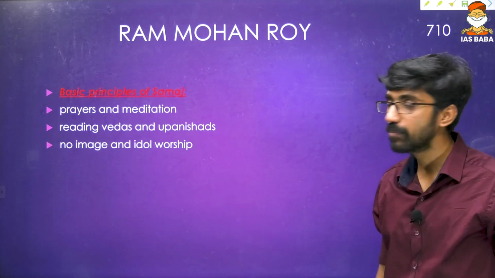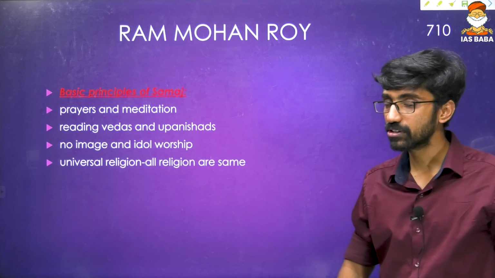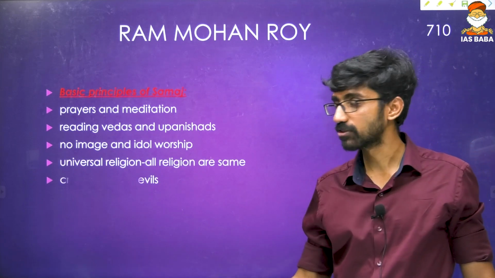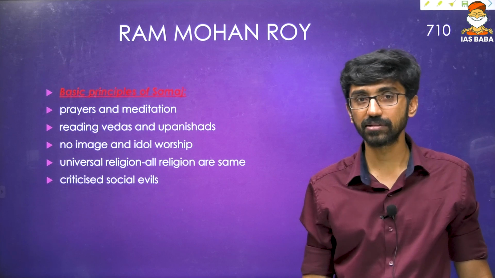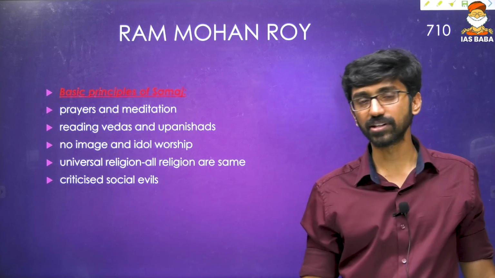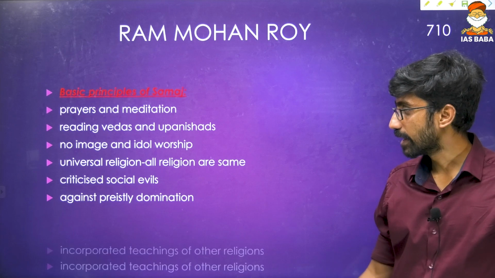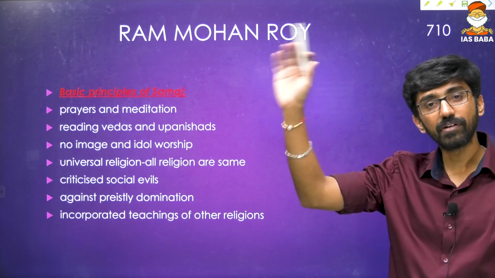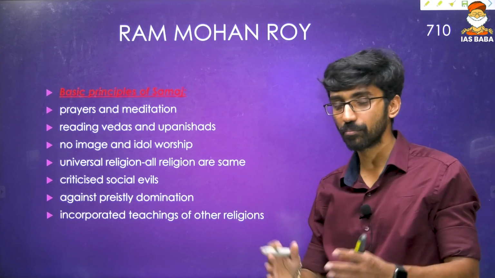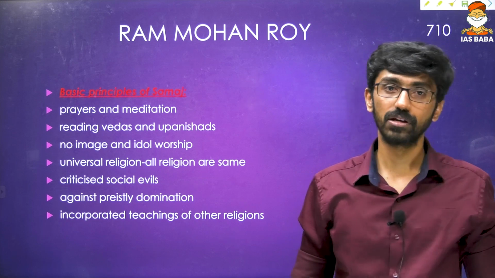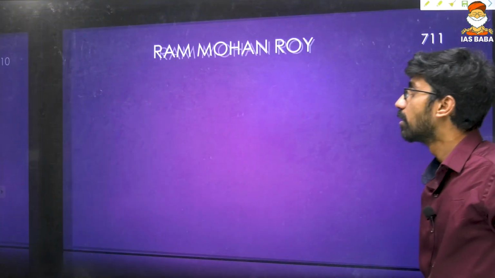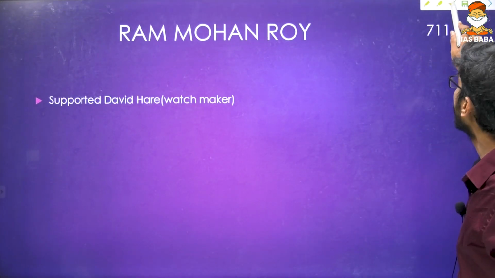Then no image and idol worship, a universal religion, that all religions are the same. Much like Swami Vivekananda, then Ramakrishna Paramahansa. Then he criticized social evils like the sati system. Then he was against priestly domination. Then of course, he incorporated teachings of other religions into Hinduism also. That is, he believed in universal religion concepts. So these are the basic principles of Brahma Samaj, and it was supported by David Hare, a watchmaker.